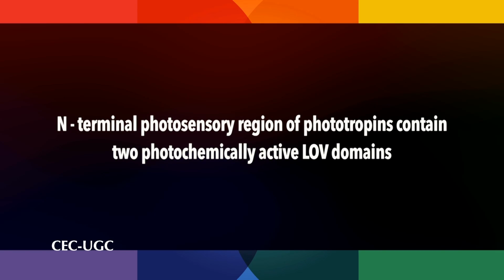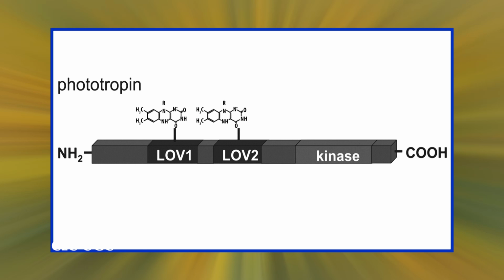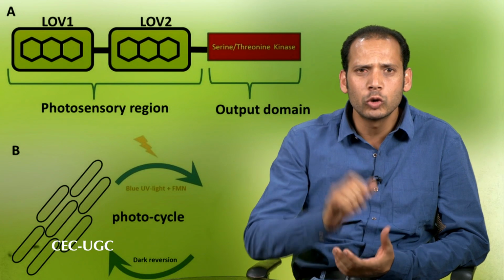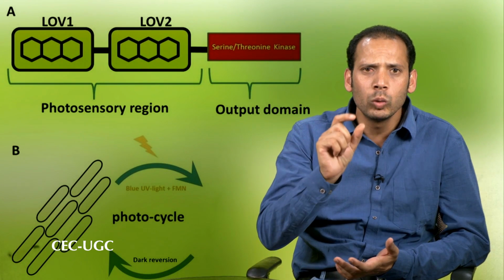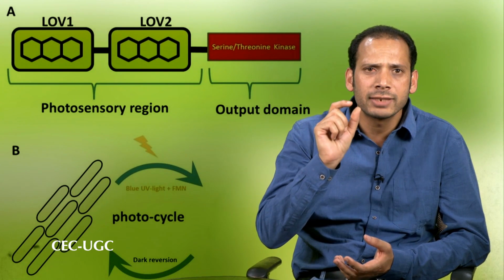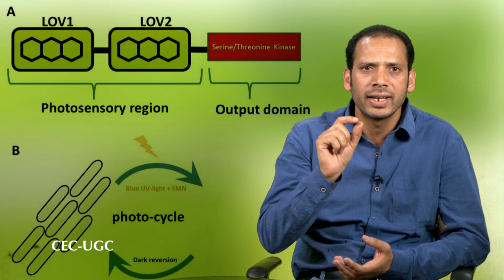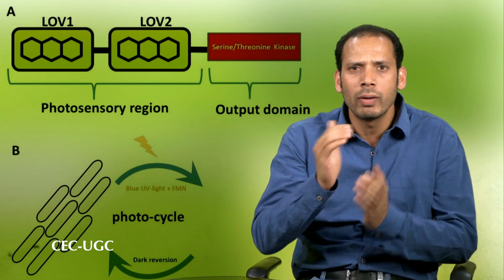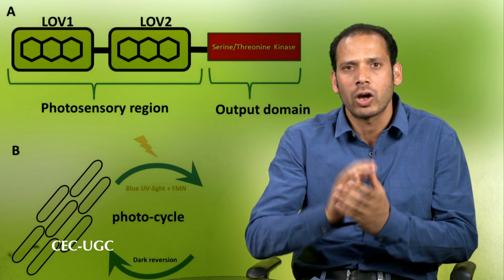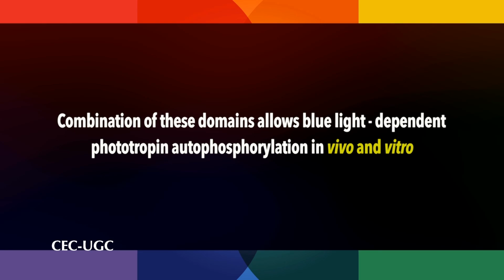The N-terminal photosensory region of phototropins contains two photochemically active LOV domains designated as LOV domain 1 and LOV domain 2. Each of these domains binds the blue light absorbing cofactor, flavin mononucleotide, designated as FMN, in a non-covalent fashion as chromophore in the dark. The combination of these domains allows blue light dependent phototropin autophosphorylation in vivo and in vitro.